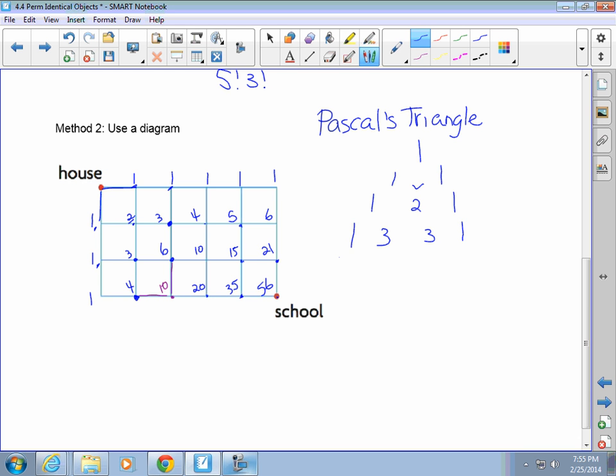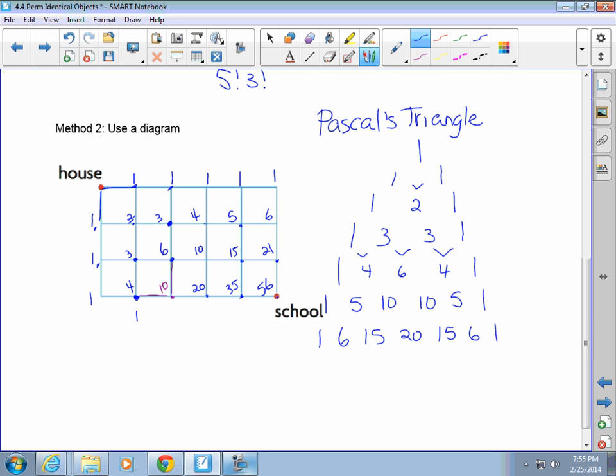So my 5th row needs to have 5 numbers, so my 1 and 3 is 4, 3 and 3 is 6, 3 and 1 is 4, carry a 1. I've got 5, 10, 10, 5, 1, carry 1, 6, 5 and 10 is 15, 20, 15, 6, 1, and that gives me my pattern to fill in my values here.